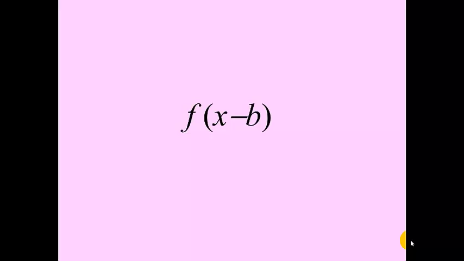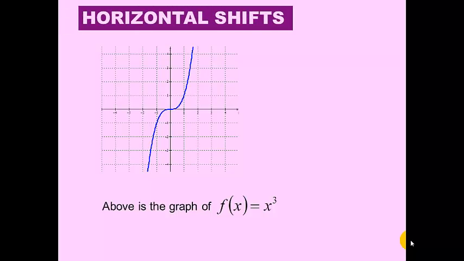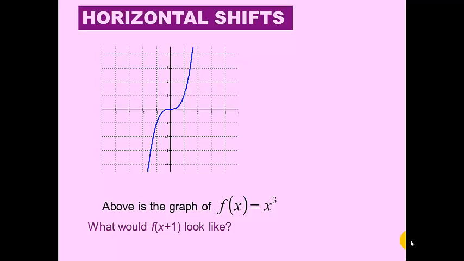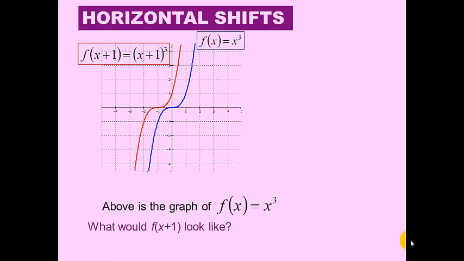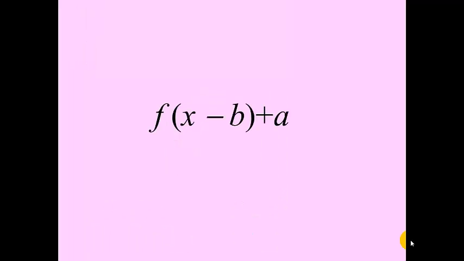Now what if, where the x was, instead of x we put in x minus b? If we looked at our cubed function, this would cause a horizontal shift. If we put x plus 1 in the function, we would have x plus 1, the quantity cubed, and that would shift the graph to the left one. Remember, on horizontal shifts it is the opposite direction, because we could express x plus 1 as x minus a minus 1. If we had f of x minus 3, that would shift it to the right 3.